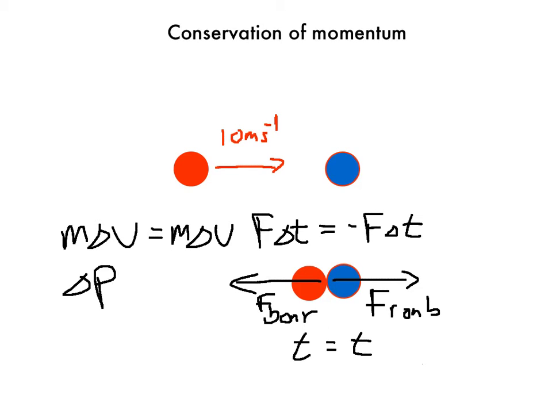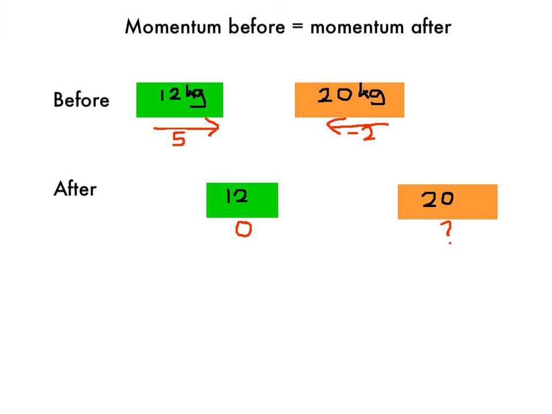So delta P for the red ball is equal to the negative of delta P for the blue ball. And so the sum of all the changes in momentum is 0. Any momentum lost by the red ball will be gained by the blue ball, and so we say that momentum is conserved. So how do we use this? We know that the momentum before a collision will be the same as the momentum after a collision.